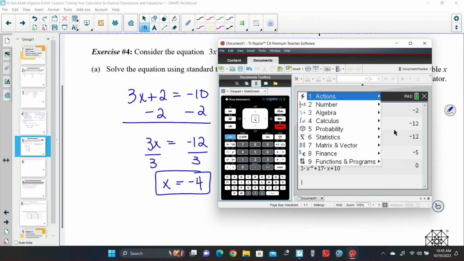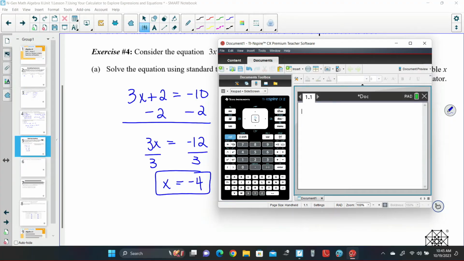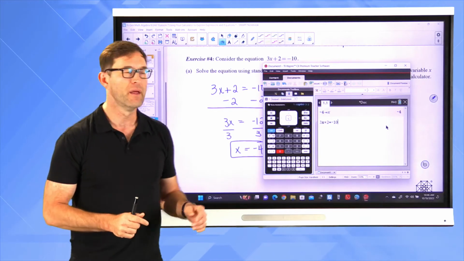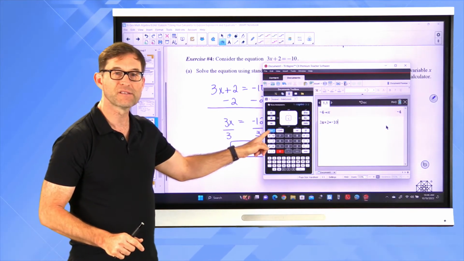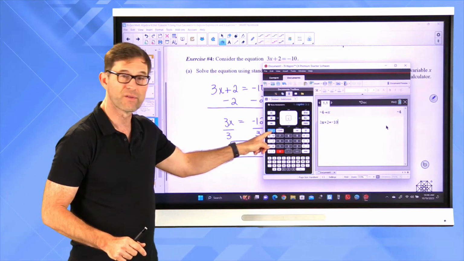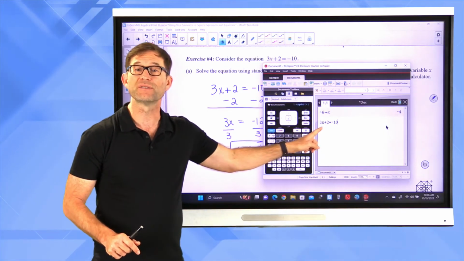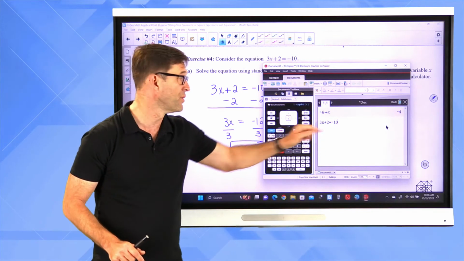All right, I'm going to go back and clear this thing out. Let's do it. I'm going to take negative 4 and store it in for x. Now I'm going to actually type the equation in. 3x plus 2, the equals sign is right below the control sign on the TI-Nspire. So there's an equals sign actually on the TI-Nspire right below the control button. The control button there is in blue, the equals sign is right there. So literally here I just type out 3x plus 2 equals negative 10.